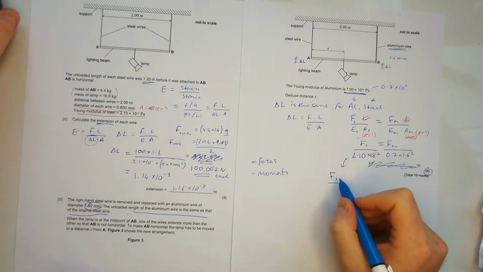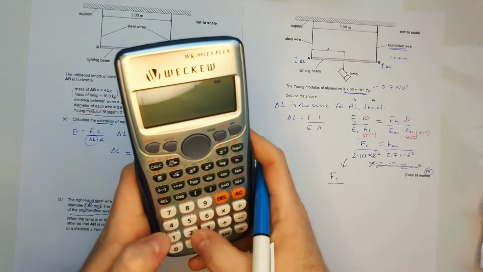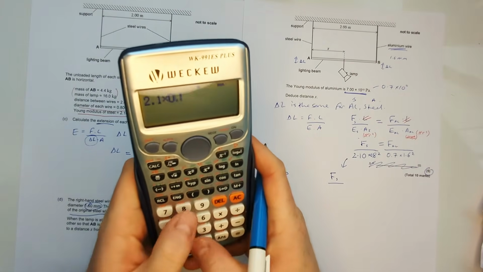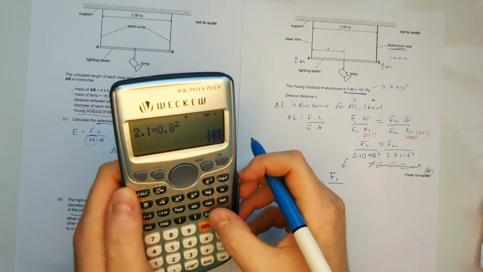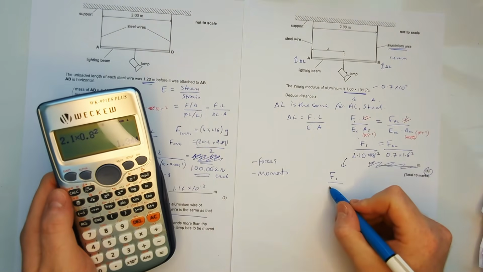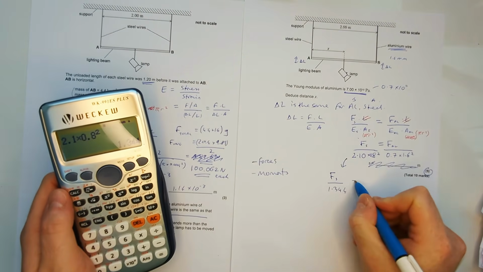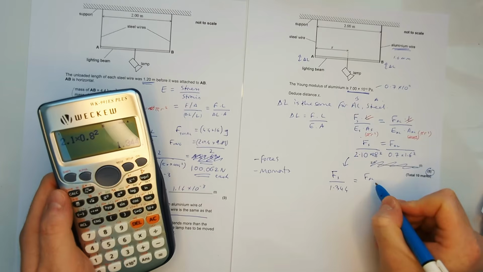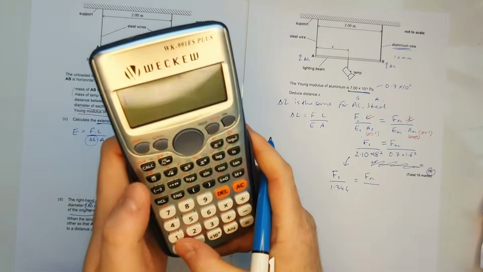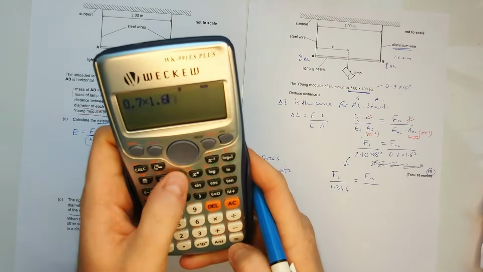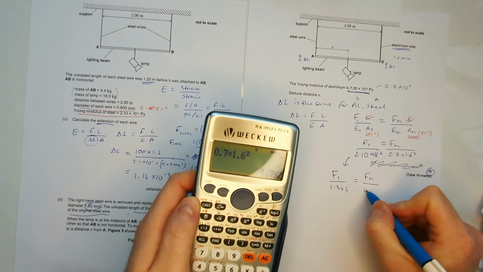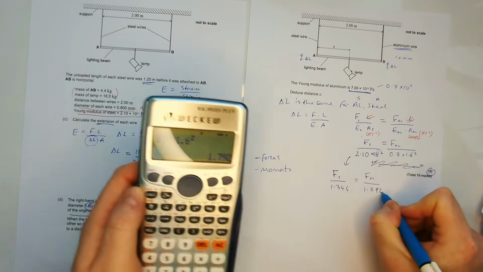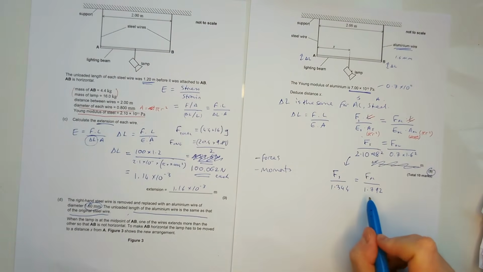So we've got Fs divided by 2.1 times 0.8 squared, which is going to give us F over 1.344. It's going to be equal to F of aluminium over, and now I've got 0.7 times 1.6 squared, which is going to be F over 1.792. So we're going to simplify this down even further.